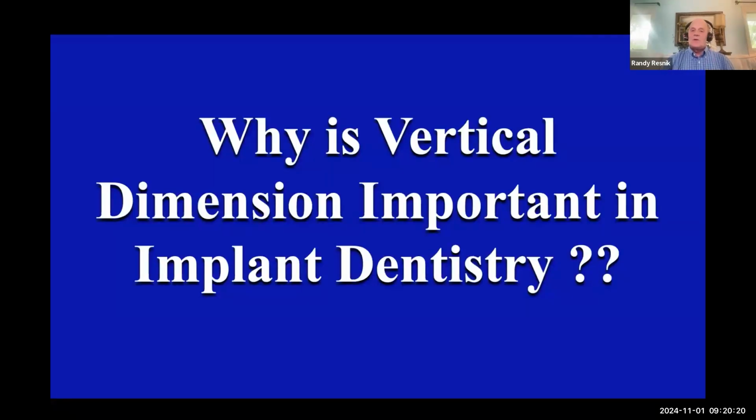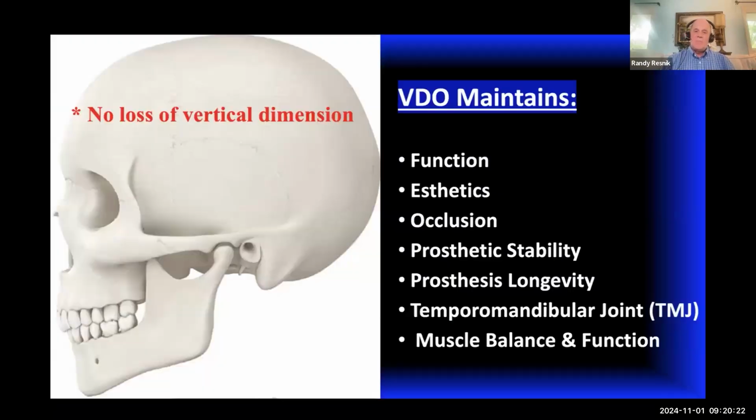So why is vertical dimension so important in implant dentistry? Well, first of all, if we have full dentition, no loss of vertical dimension, our vertical maintains function, aesthetics, occlusion, everything prosthetically, stability, longevity. It controls the health of the TMJ and it maintains muscle balance. So we need ideal vertical dimension for all that to be normal and ideal.